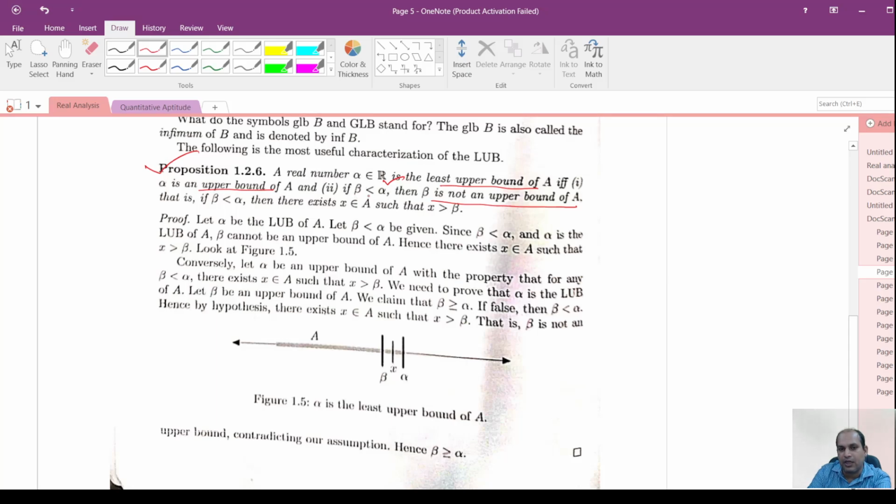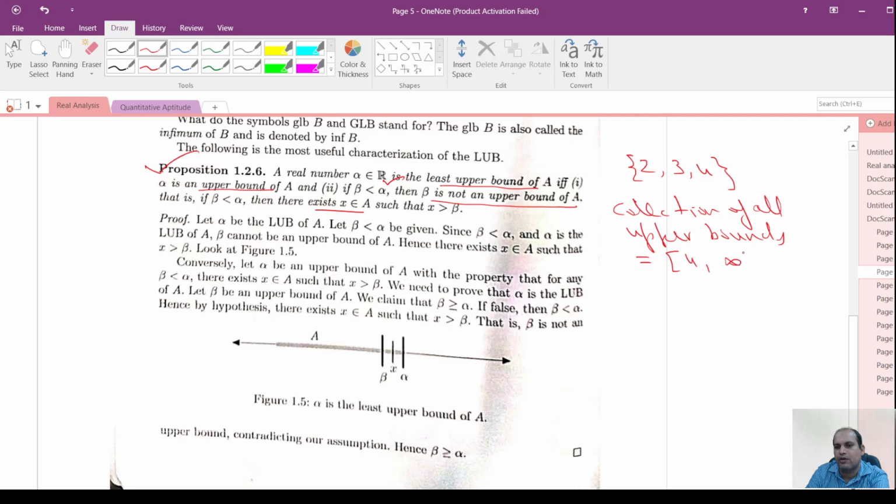So if beta is not an upper bound, then there must exist at least one element from the set which is going to exceed beta. For example, in the case of this set 2, 3, 4, the collection of all upper bounds is 4 to infinity.